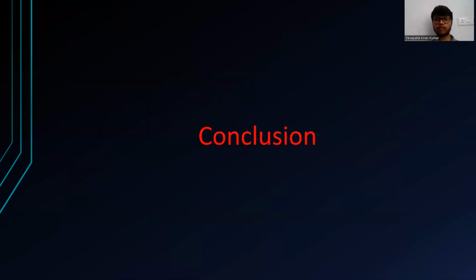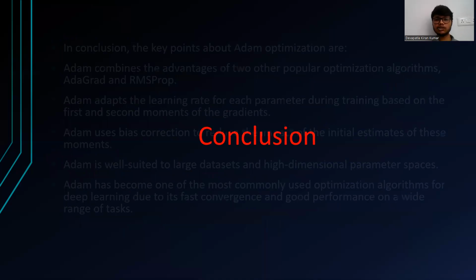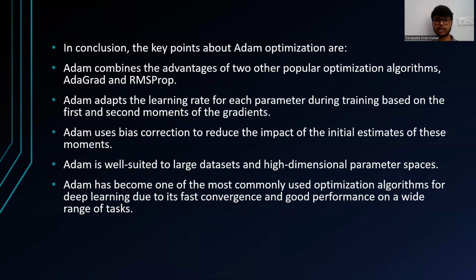So we came to the end of this session. In conclusion, these are the key points about the Adam optimization algorithm we have discussed. Adam combines the advantages of two other popular optimization algorithms, AdaGrad and RMSProp. Adam also adapts the learning rate for each parameter during training based on the first and second moments of the gradients. Adam uses bias correction to reduce the impact of the initial estimates of these moments. And it is well suited to large datasets and high dimensional parameter spaces.